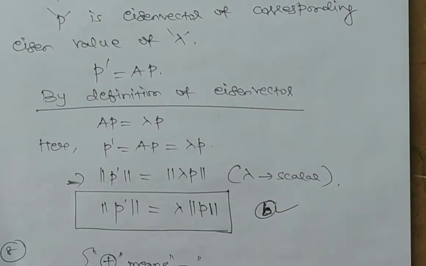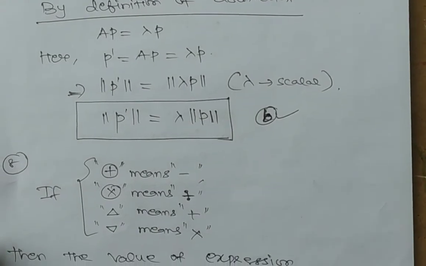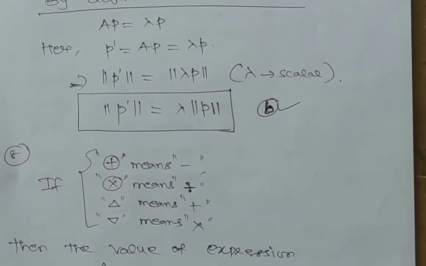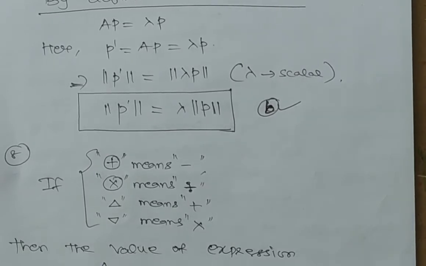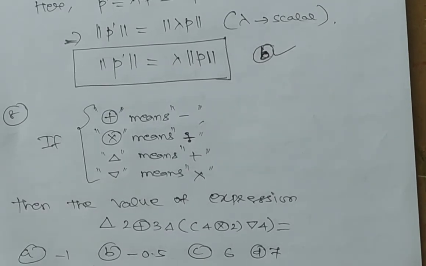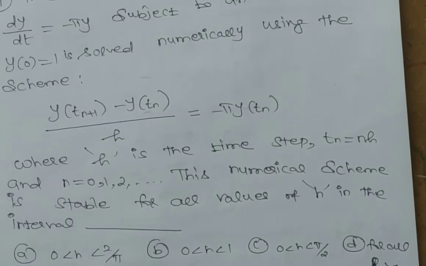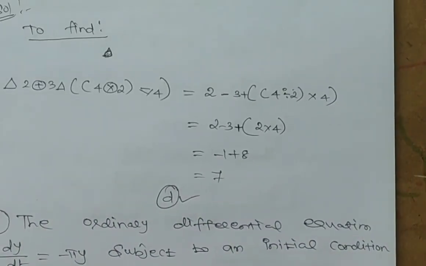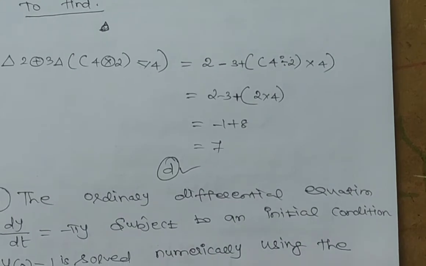Next, question number 8, the general aptitude. If 4 operators are given in case of minus and plus, multiplication and division, find the value of the expression. Just substitute the given operators into the mathematical expression, and you will get 2 minus 3 plus, in case of bracket 4 division of 2 and multiple of 4. You may simplify here, which gives option D as the correct one.